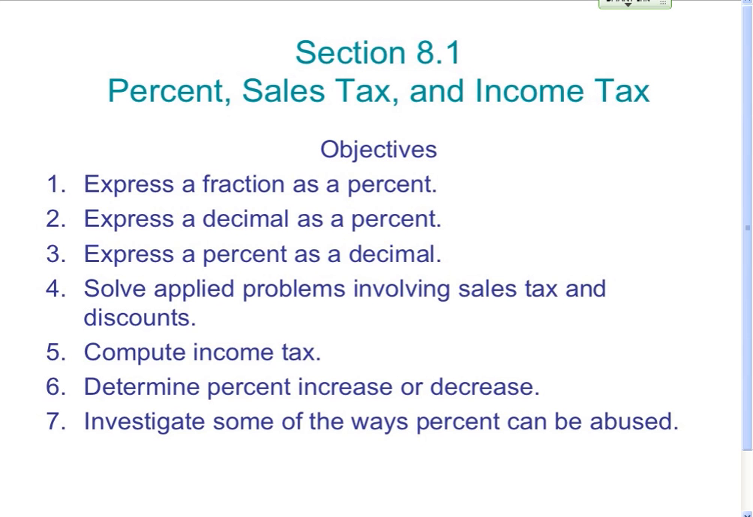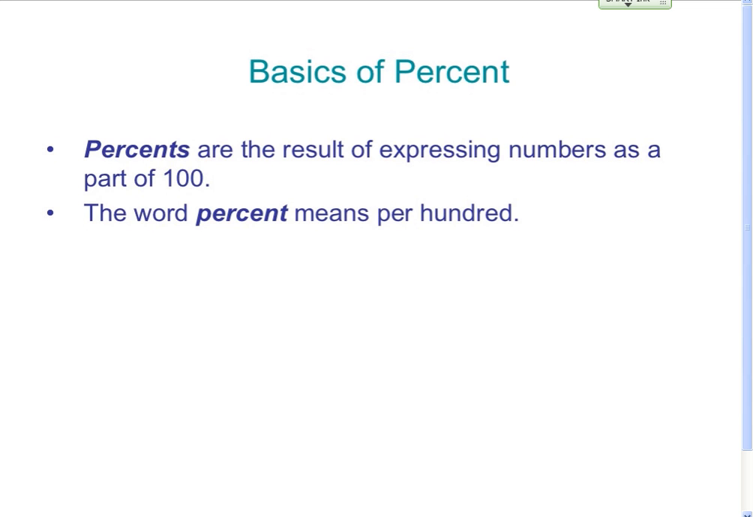This is section 8.1. We're going to be talking about percent, sales tax, and income tax. Percents are the result of expressing numbers as a part of 100. The word percent literally means per 100. Cent means 100.